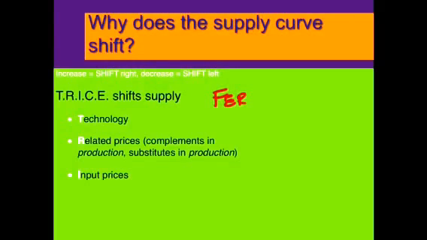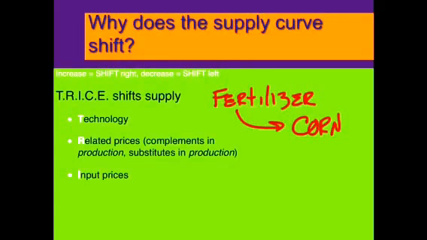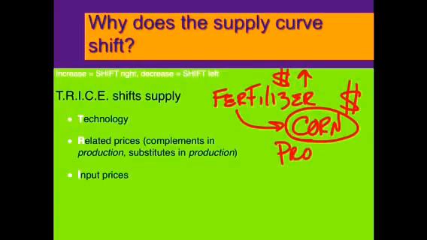Okay, so fertilizer is an input to making corn. Okay, so if this is going up in price, would we all agree that corn is going to cost more to produce? Okay, and if it costs more to produce, you're going to have a company that's going to have a decrease in profit, such that they may consider getting out of the corn business altogether.